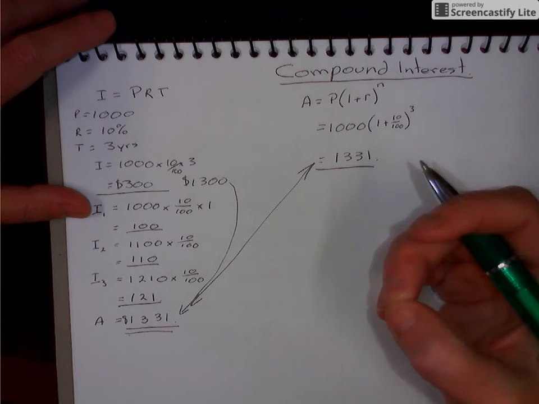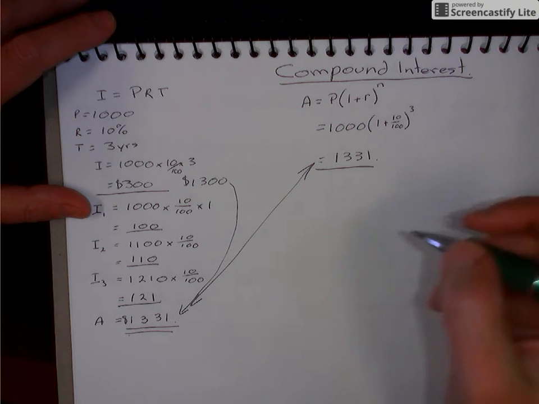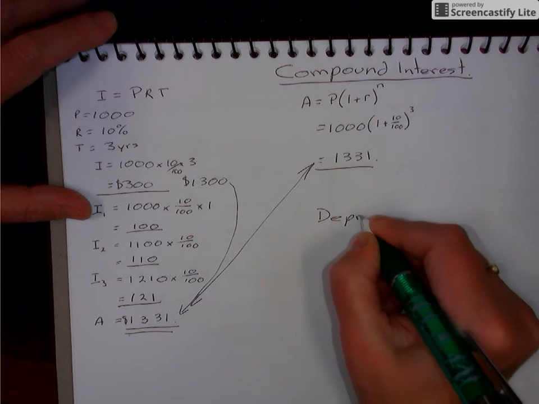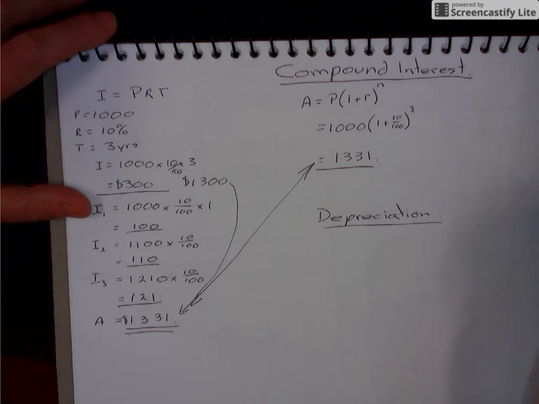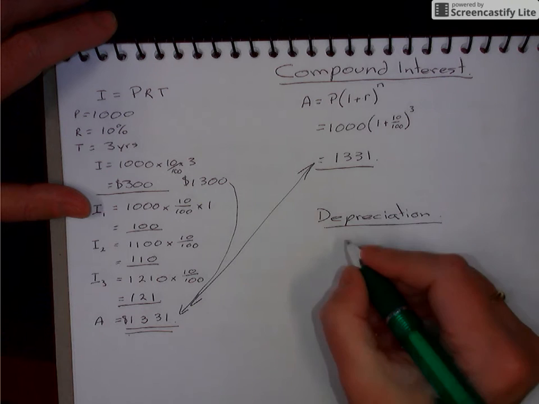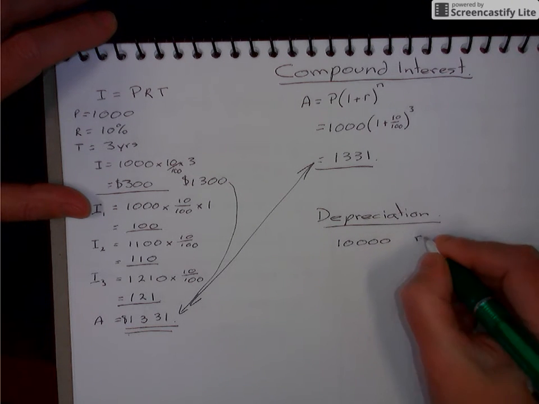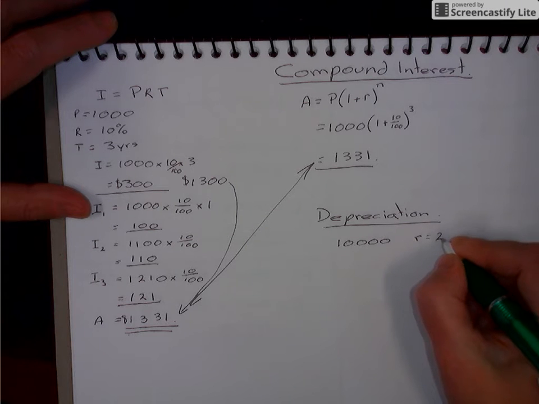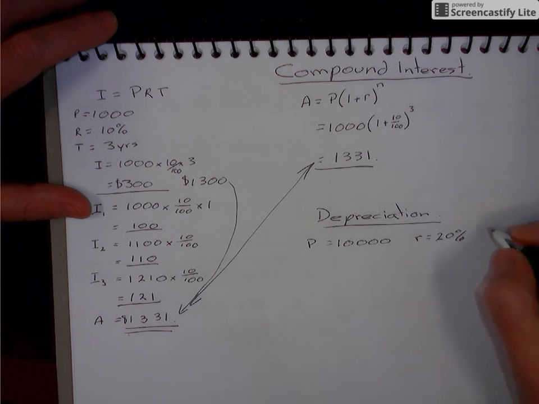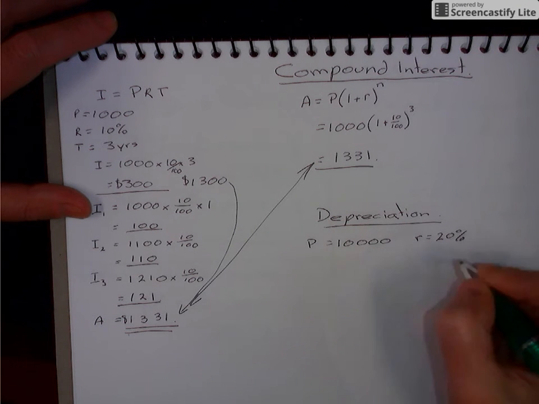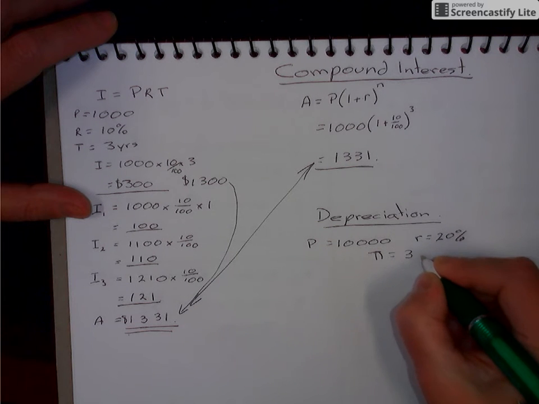So sometimes when we borrow money, the amount of money we've got goes up. The other time, it's called depreciation. So if you have the value of a car, it depreciates, so it's worth less. So imagine I have a $10,000 car and it depreciates at a rate of 20% per year. And I own that car for 3 years. Well, our number of time periods is 3 years.